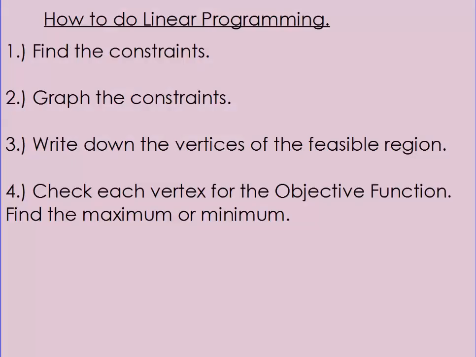So let's explain that again. How do you do linear programming? So 4 steps, write these down. You got to figure out your constraints, and sometimes that's given to you. Like I say, here are the constraint inequalities. The next thing you need to do is graph those constraints, and you have to shade in the feasible region.